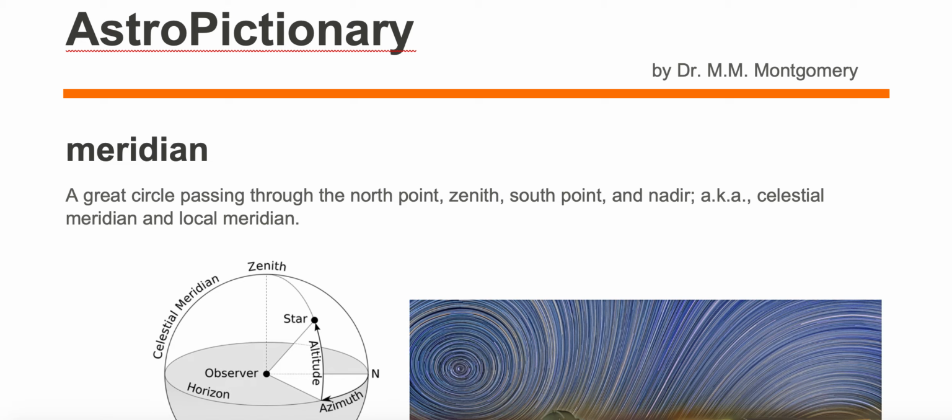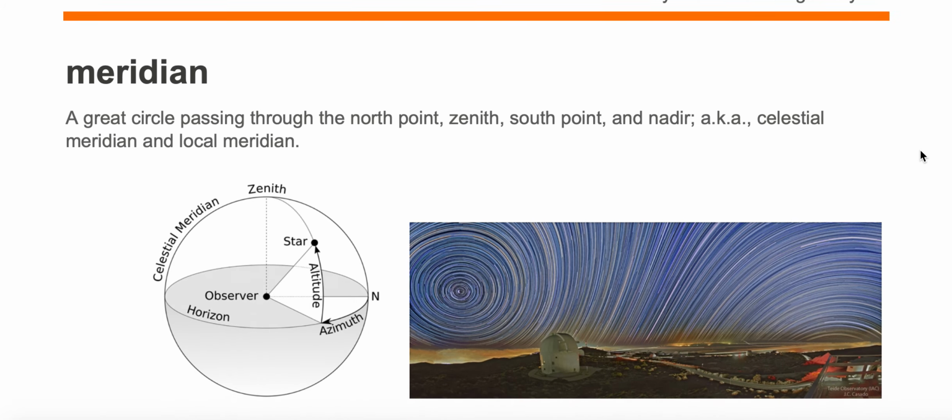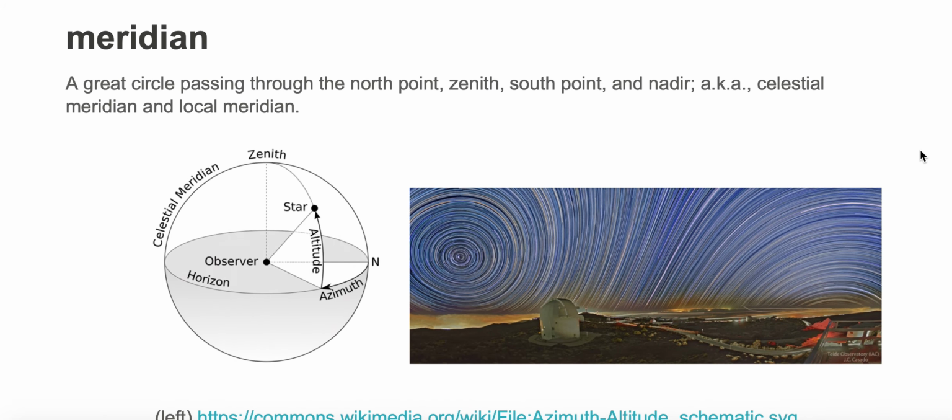Meridian is a great circle passing through the North Point, Zenith, South Point, and Nadir, also known as a celestial meridian and a local meridian. So let's go look for this meridian in this diagram of a local sky on the left and an image of a local sky on the right. Let's start with the diagram.